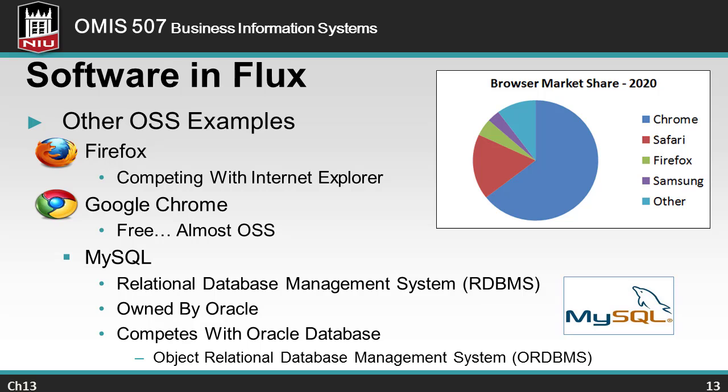Other examples of open source software include the browser applications Firefox and Google Chrome, which is almost open source. Both compete with Microsoft's Internet Explorer. You can see the relative market share of each here. The relational database management system MySQL competes with Oracle's database management system.